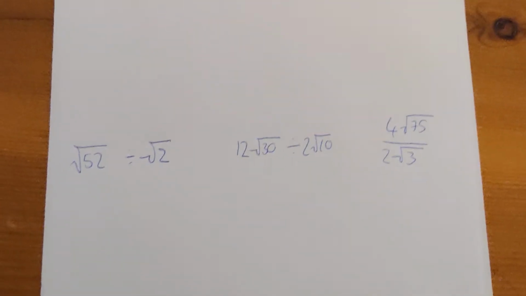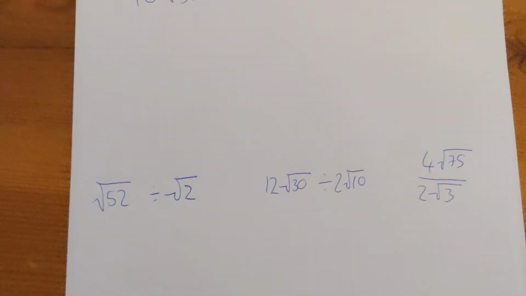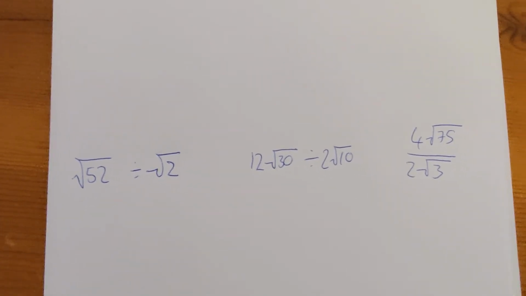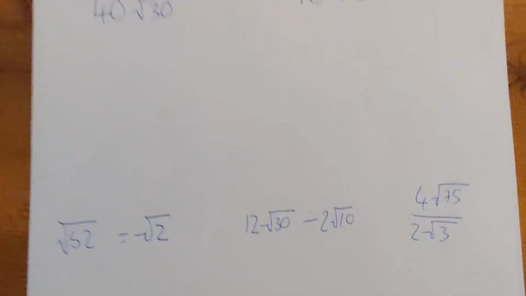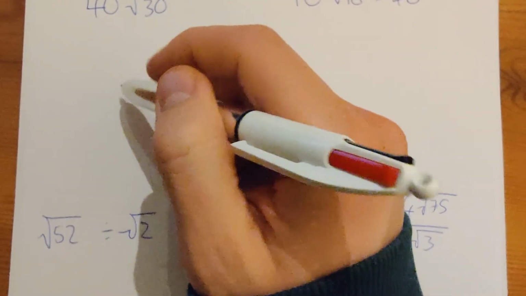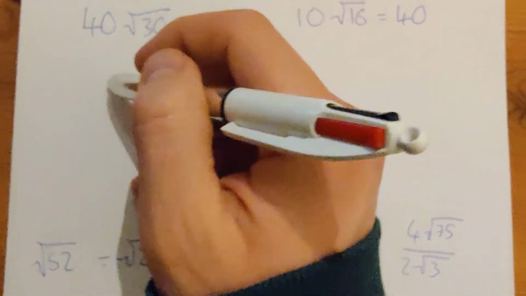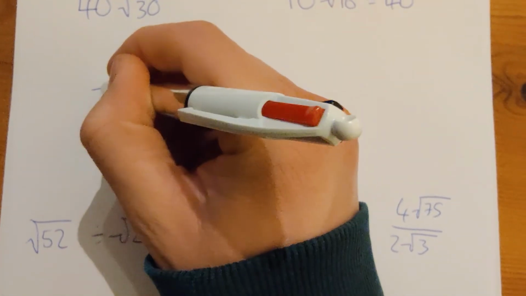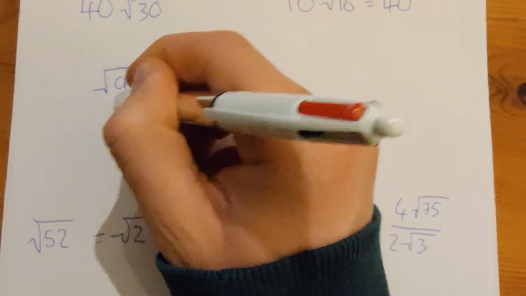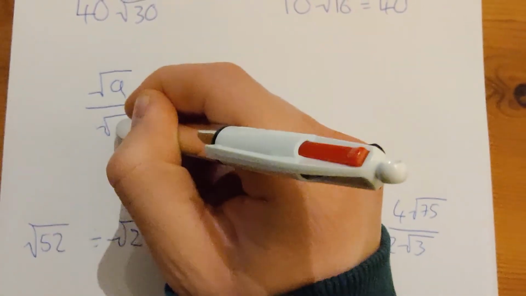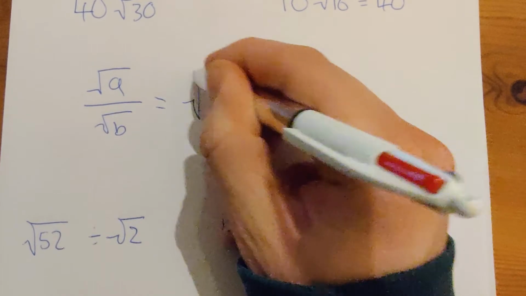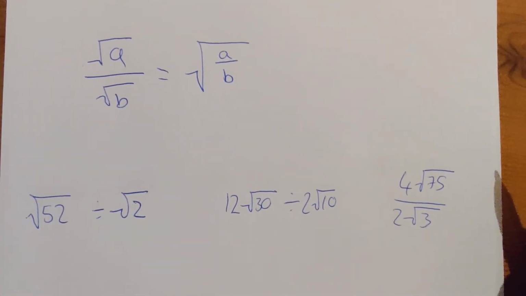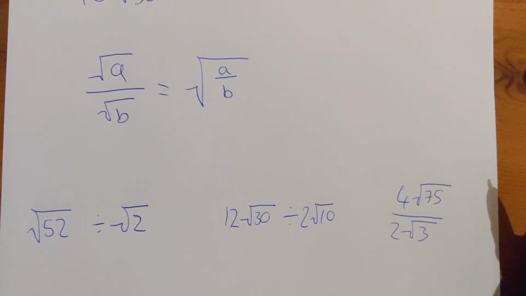Okay, then the last thing we're going to look at today is dividing surds. And just as you might imagine, we know that root A times root B equals root AB. Well, the same thing applies with dividing. There are a couple of different ways you could write it, but I would write it like this. I would say that square root of A over the square root of B equals the square root of A over B.